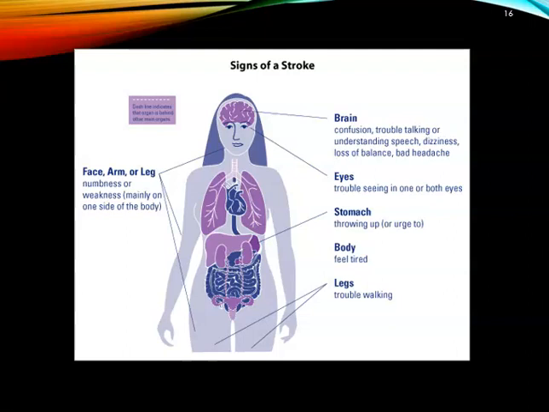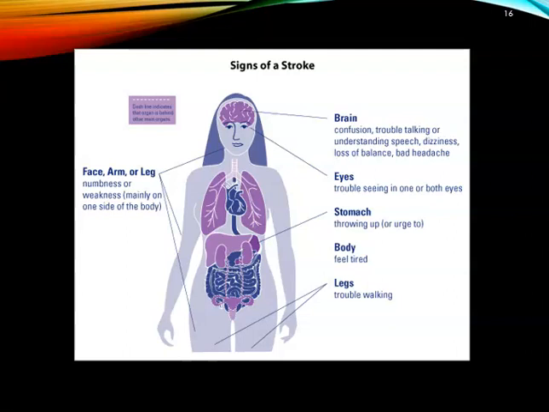Arm, ask them to raise both arms. Do they drift downward? Does one arm go higher than the other? Are they unable to move one arm at all? Speech, ask them to repeat a simple phrase. Do they have a stutter, or do they say strange words, or are they unable to speak at all?